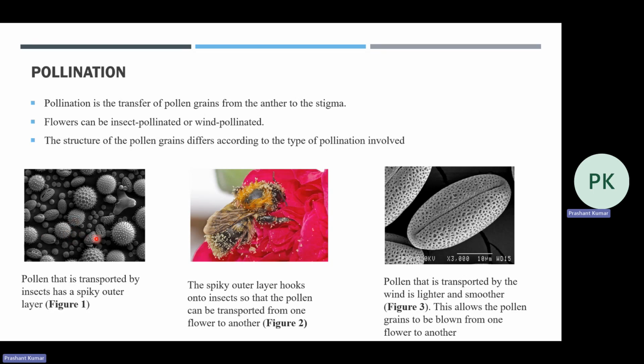These figures have pollens that are transported by insects, and you can see these have pointed edges. The surface is not smooth, the surface is rough, so that they can stick to the body surface of the insect. So they are insect pollinated. Here also there are spikes and outer layer hooks on the insect so that the pollen can be transported. And this is a pollen that is transported by the wind, so it is generally lighter, with a smoother surface.